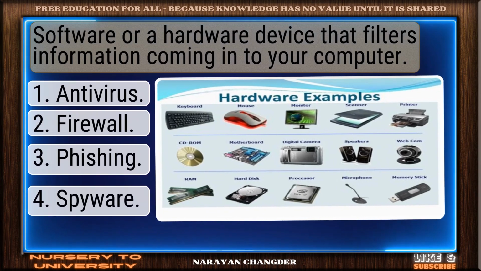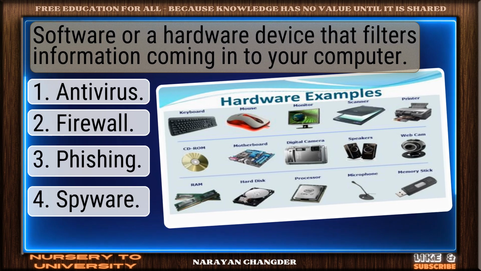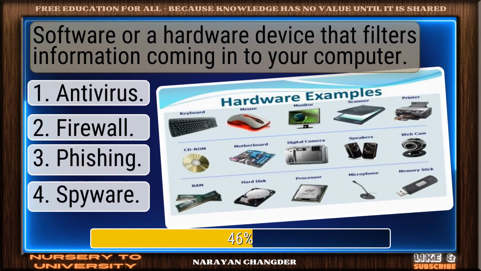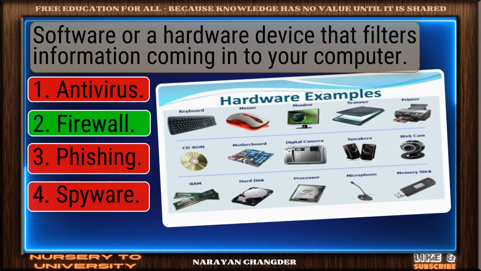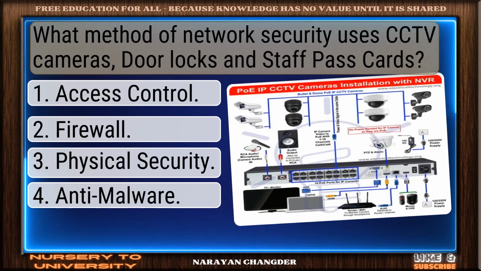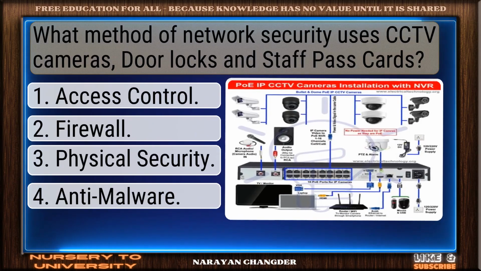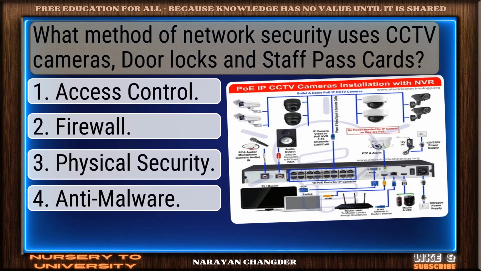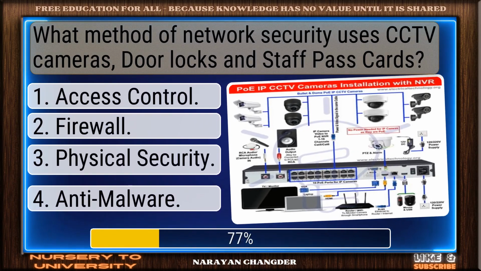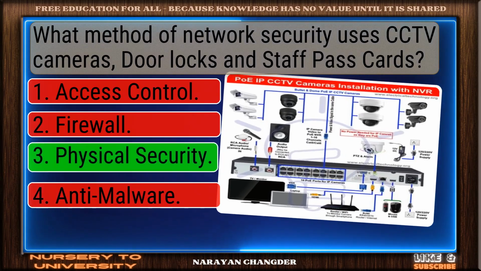Software or a hardware device that filters information coming in to your computer. Valid point. Firewall is true. What method of network security uses CCTV cameras, door locks, and staff pass cards? On track. Physical security is correct.